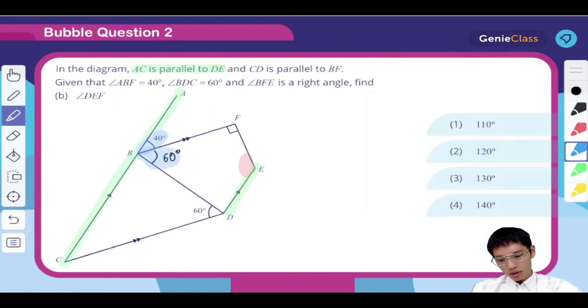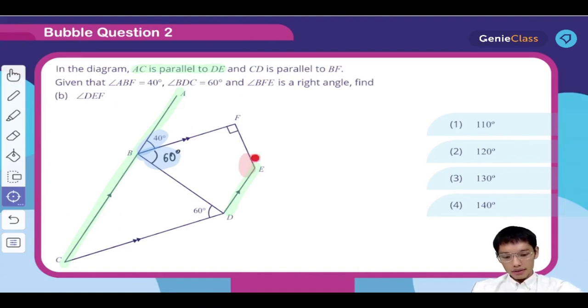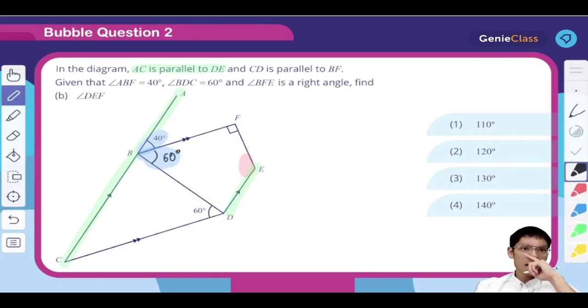60, 40. I know these two angles. So what is one particular property I can come about? Recall, these two are parallel. I'm interested in this angle. So this is like a quadrilateral. What is this alphabet over here that links to finding one of the angles?